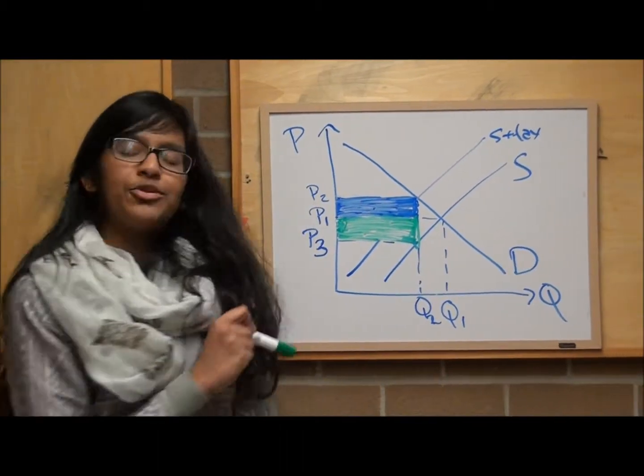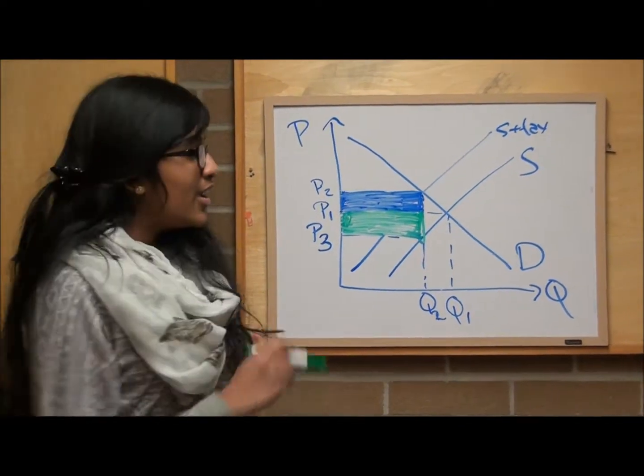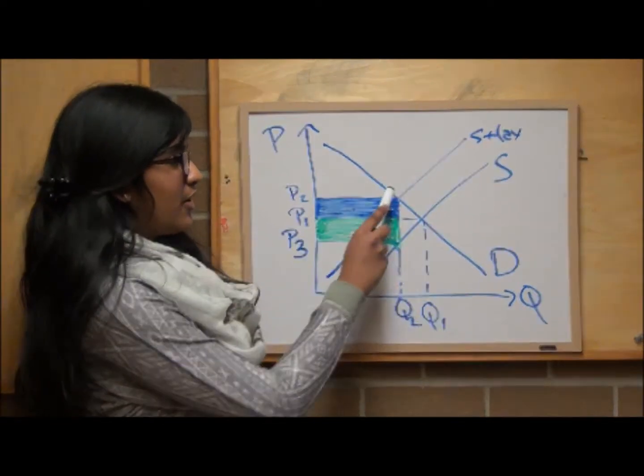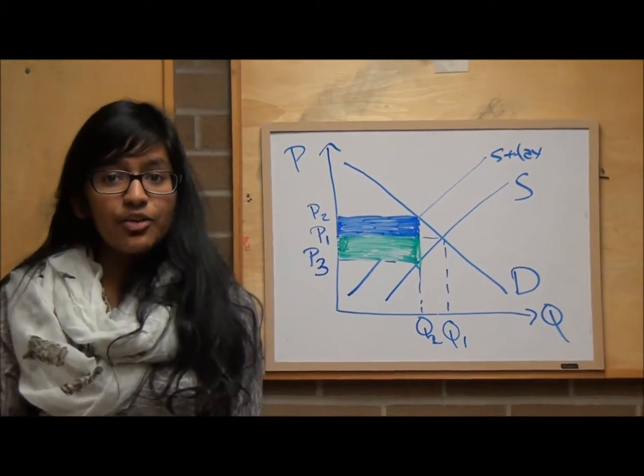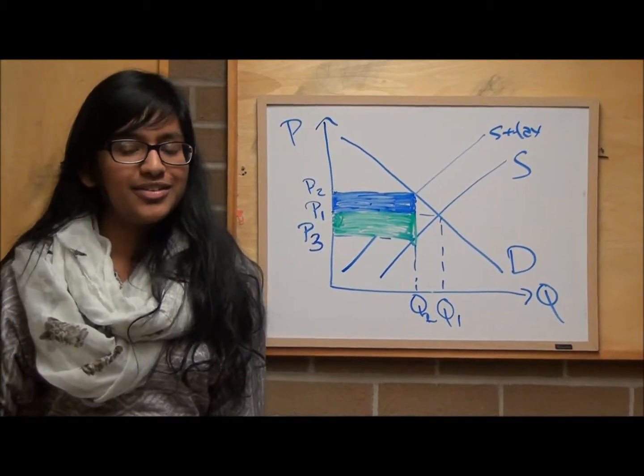So the blue area represents the consumer burden and the green area represents the producer burden. And now you see right here the triangle. This triangle represents a deadweight loss, where it's a loss of producer and consumer surplus.